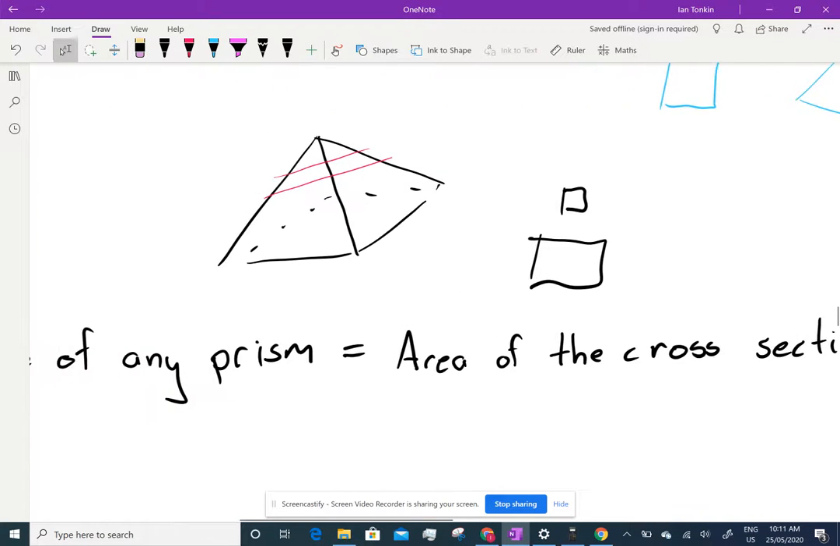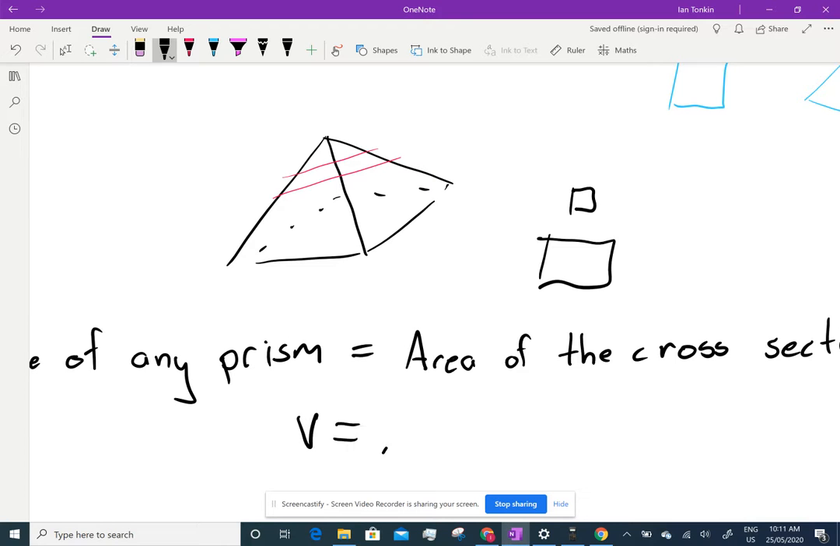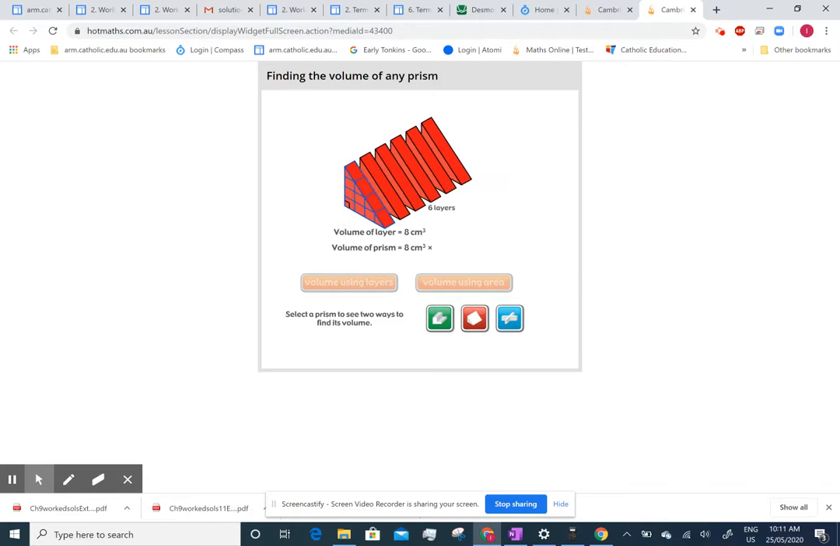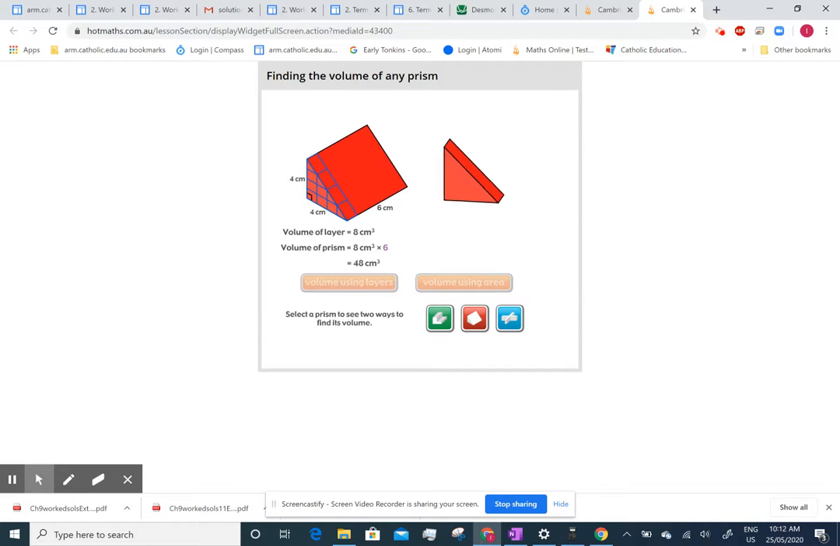So, essentially we just write V equals AH, and we know what those mean, and you can just solve any of these questions. Now, this is where this widget comes in. So let's take a triangular prism. There it is. Now, if we cut that into layers, there you go. You can see there are 6 slices. But if we use the area formula for this, we just find the area of the cross-section, 8, and we know that it goes back 6. So it's just 8 times 6.